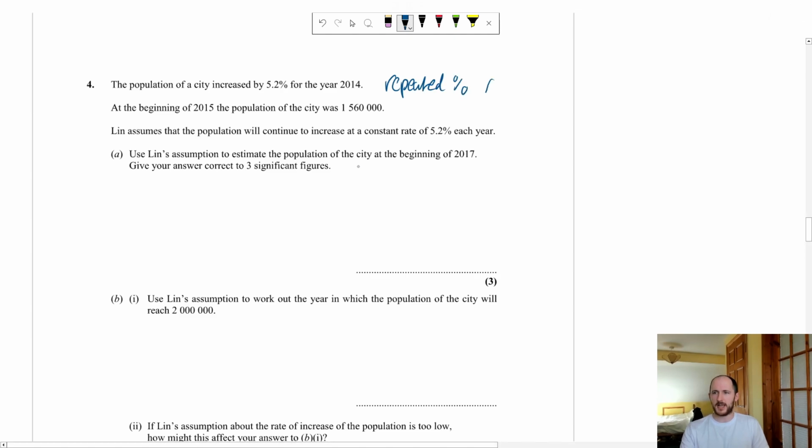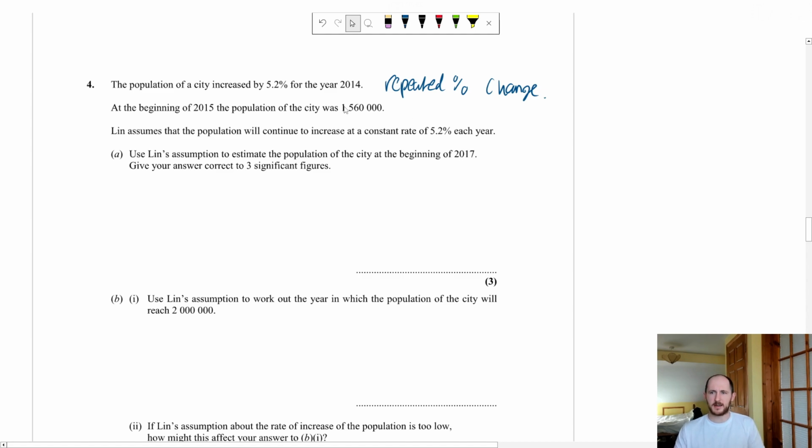How do I know that? What's given me that hint? Well, it says each year. So it implies it's going to happen more than once. And if you notice, 2015 and 2017, that's 2 years, right? 2016 and 2017. So we're not just applying it once, because look, constant rate of 5.2% each year, we're applying it twice in this case. So it's going to happen 2 times. So it's repeated because we're doing it more than once.